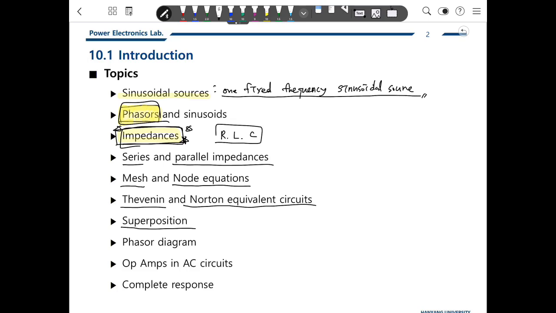And more, we can describe the electric circuit graphically. We call this a phasor diagram. And also the op-amp can be introduced with sinusoidal components. Also, we can get a complete response for one fixed sinusoidal source. So we will discuss these topics in this chapter. It's quite a long story, but I will explain step by step.